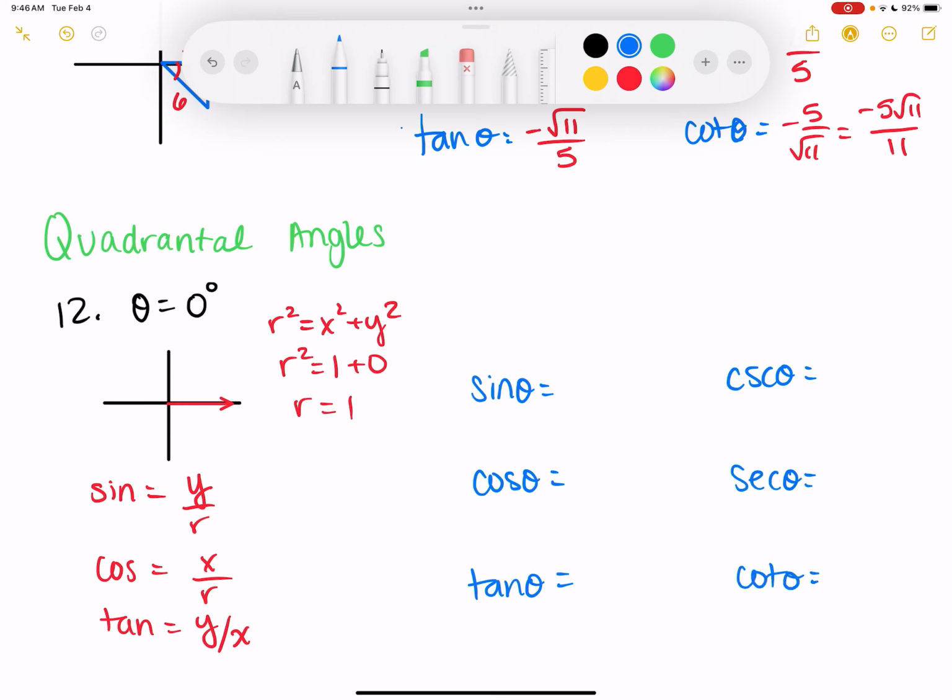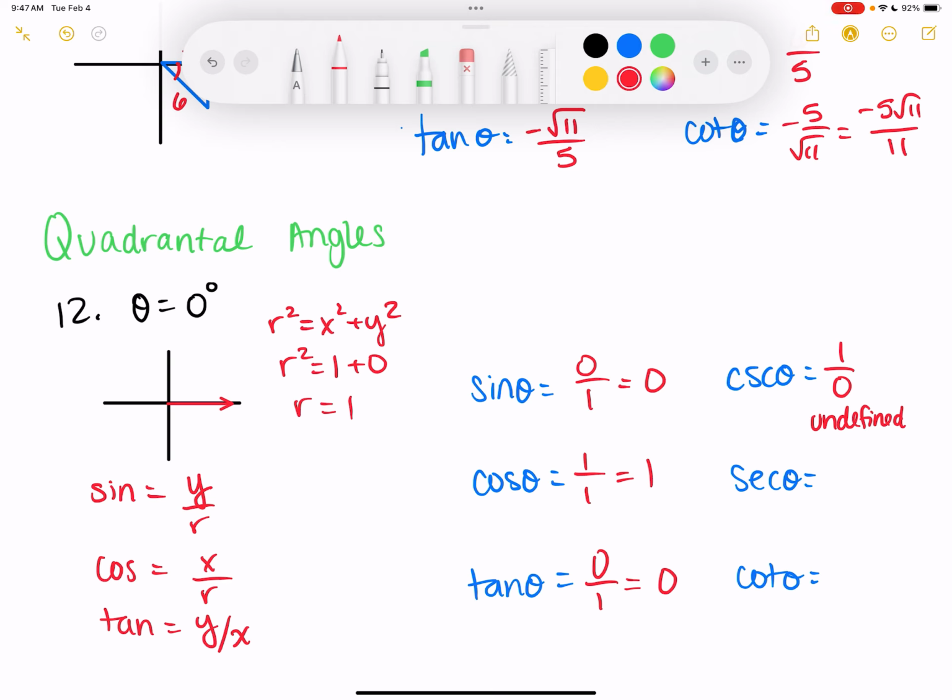Sine of theta is y over r, which is 0 over 1, which is 0. Cosine is x over r, which is 1 over 1, which is just 1. Tangent is y over x. Y is 0, x is 1, so 0 over 1 is 0. Cosecant is flipped, so 1 over 0, which is undefined.